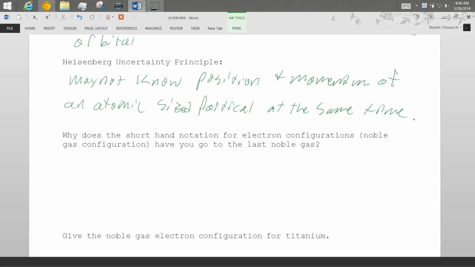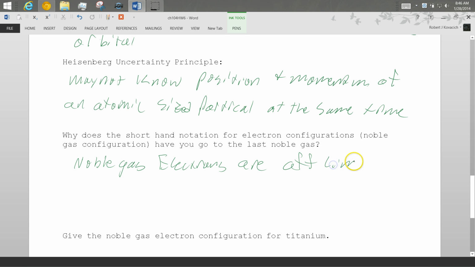What is the shorthand notation? Noble gas configuration, stop at a noble gas. So there's no reacting for those noble gas electrons. If the atom I'm looking at has the same electron configuration as a noble gas, all of those electrons are not reactable. They will not react.